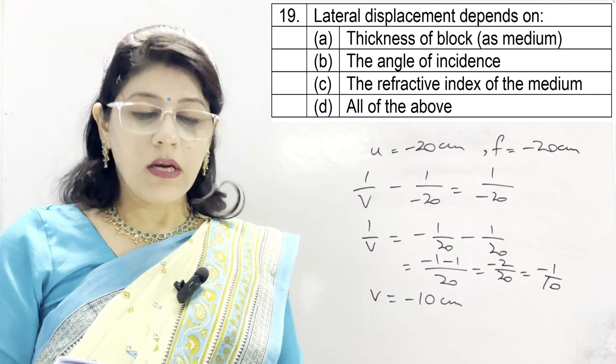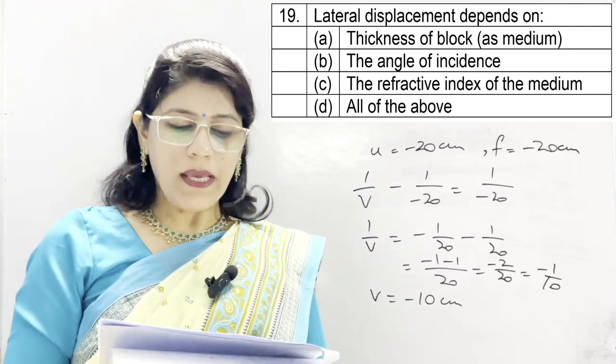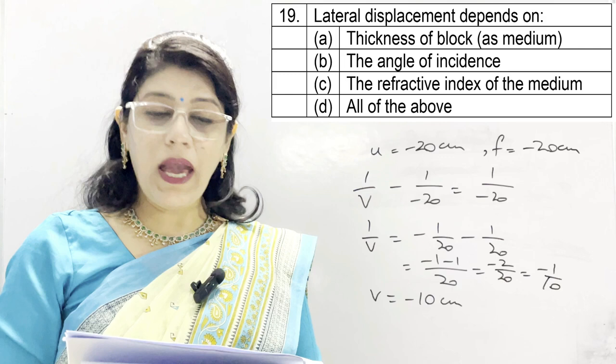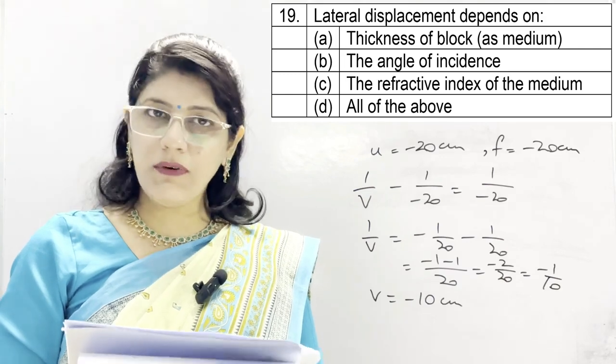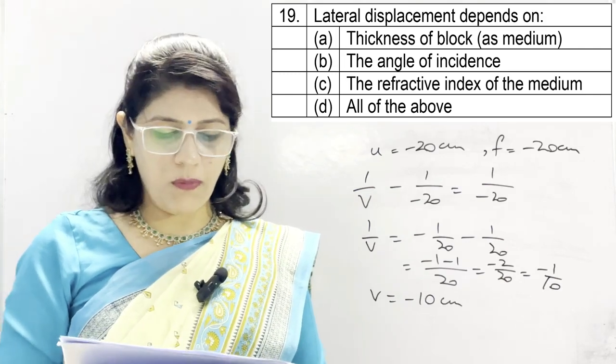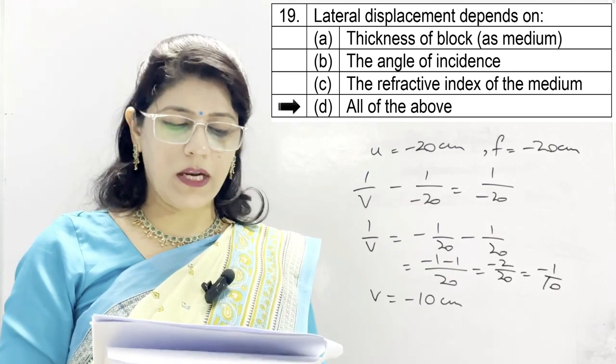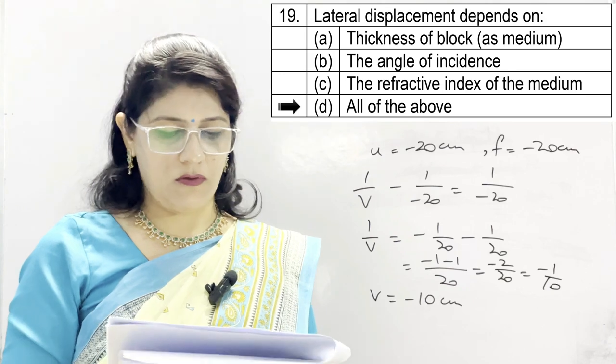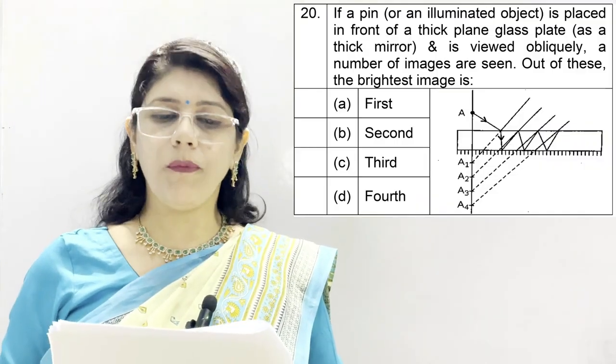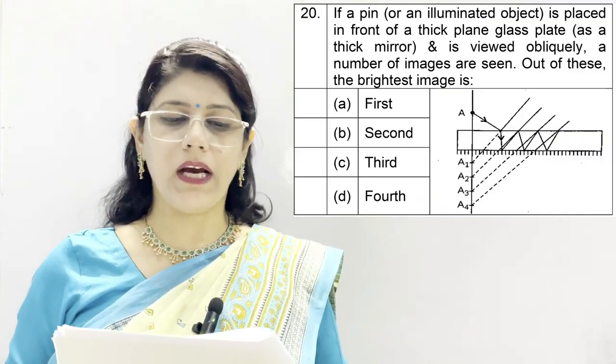Question number 19. Lateral displacement depends on A. Thickness of the block, B. Angle of incidence, C. The refractive index of the medium, and D. All of the above. And the correct option is all of the above, because lateral displacement is directly proportional to all these factors.